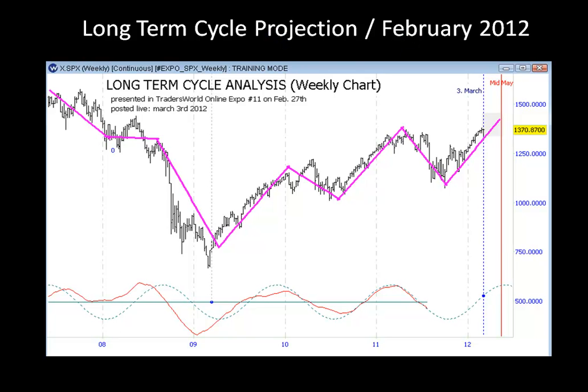In detail, this dynamic dominant cycle was presented in the TradersWorld Online Expo number 10, on February 27th this year. So if you want to review a video on these swings back into 2010, I would recommend that you review the presentation from the TradersWorld Online Expo, which is available on DVD.